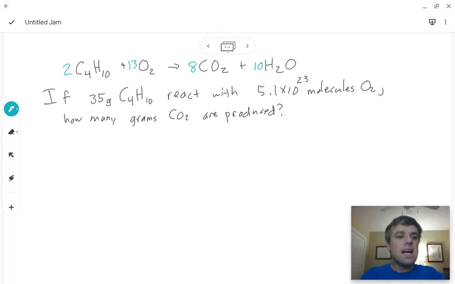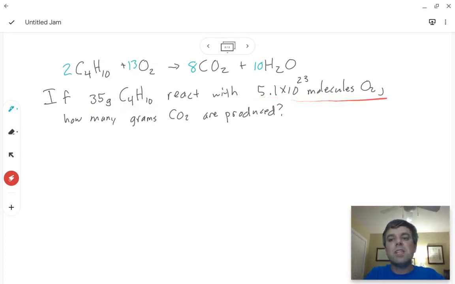So we've got this reaction here. 2 butane molecules react with 13 oxygens to make 8 carbon dioxides and 10 waters. That's a combustion reaction. We've seen this before. It's balanced already, which is nice. So the problem says, if 35 grams of butane react with 5.1 times 10 to the 23rd molecules of oxygen, how many grams of carbon dioxide are produced?